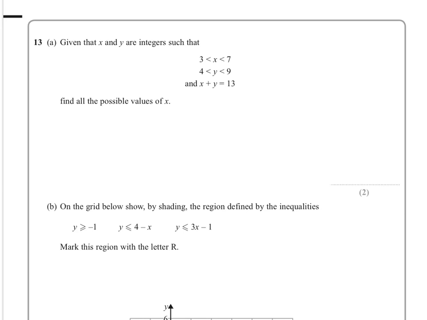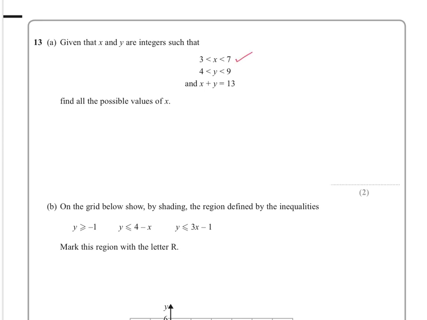Question 13, it says, given that x and y are integers, that's whole numbers, such that x is between 3 and 7, y is between 4 and 9, and x plus y is 13. So let's have a look at this first one here.